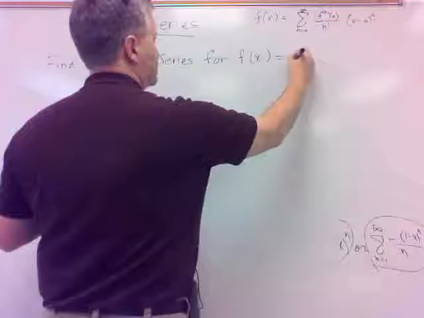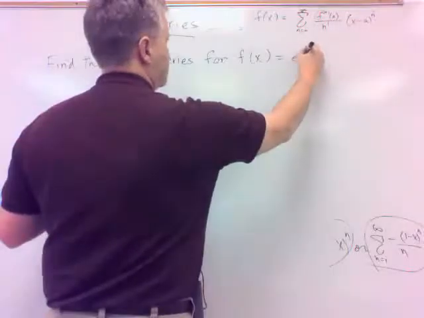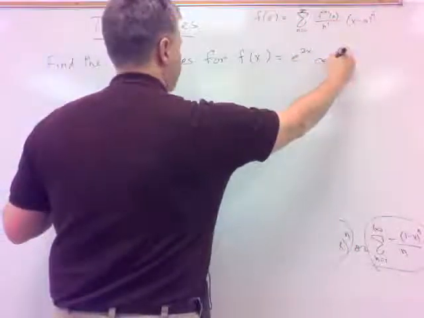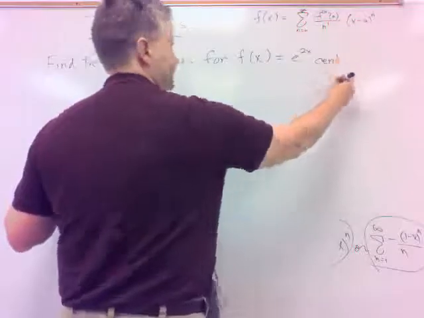Find the Taylor series for f of x equals e to the 2x centered at a equals 2.